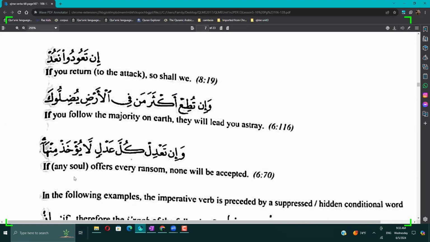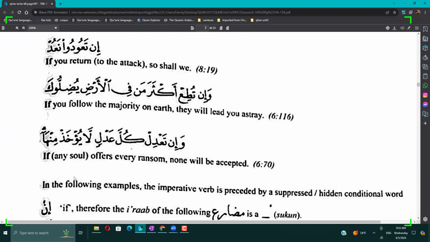Let's take the examples. Can you tell me what are the mudare and what is the jussive particle here? In is the jussive particle. Ta'udu is ta'uduna; the noon drops because of the jussive state. And this is na'ud, jussive. Very good, mashallah.